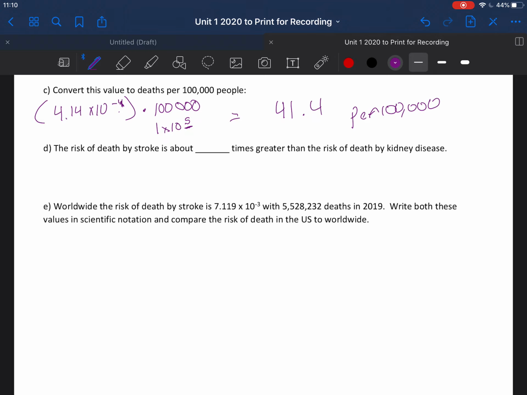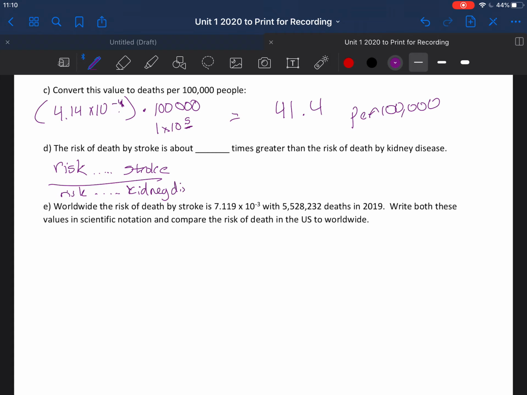You can just multiply on your calculator. It's fine. So another thing we could do from this table is calculate the risks compared to other things. So here the risk of death by stroke is about blank times greater than the risk of death by kidney disease. So what we need to do is divide the risk of death by stroke by the risk of death by kidney disease.